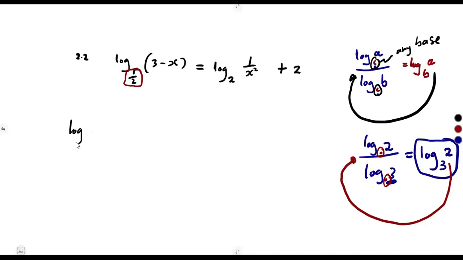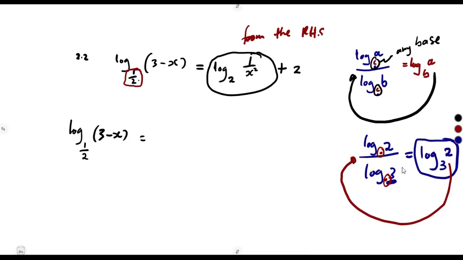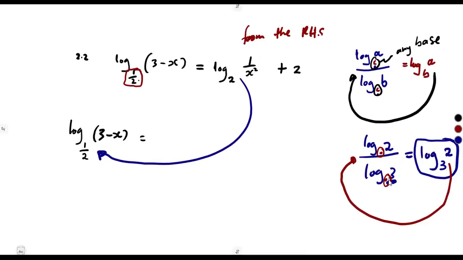So how do we bring it? I'm going to work from the right-hand side. This is log of 3 minus x. You could also work from the left-hand side, it's still fine, but I want to work with the complicated part. On this logarithm, we are not changing it, but bringing in the base of half, because we want it in our question. So how can we bring the base of half?